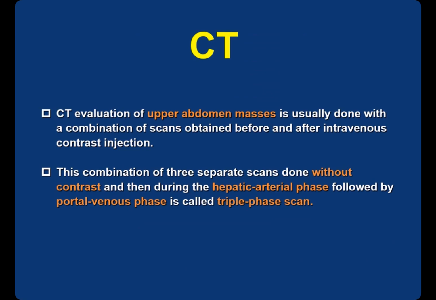CT evaluation of liver masses is usually done with a combination of scans obtained before and after intravenous contrast injection. This combination of 3 separate scans, done without contrast and then during the hepatic artery phase followed by portal venous phase, is called the triple phase scan. This is very important. The triple phase scan is the basis for liver mass differential diagnosis. You should remember what the triple phase scan is. It contains 3 separate scans, including the non-contrast, non-enhanced scan, and then the hepatic arterial phase and also the portal venous phase.